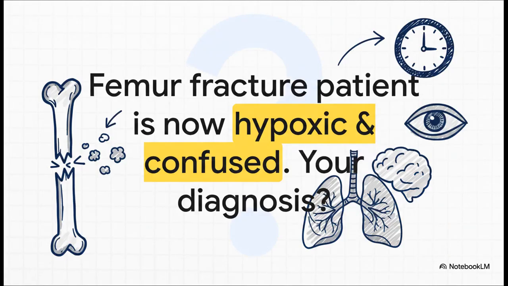Picture this, you're in the Viva, they give you a polytrauma patient, femur fracture, and suddenly they become hypoxic and confused. The clock's ticking, the examiner's looking right at you. What's the first thing that springs to mind? It has to be fat embolism syndrome.